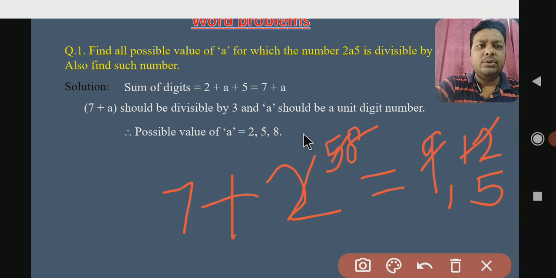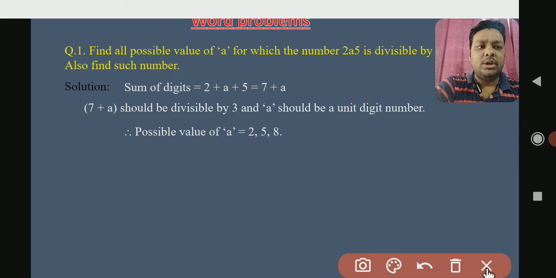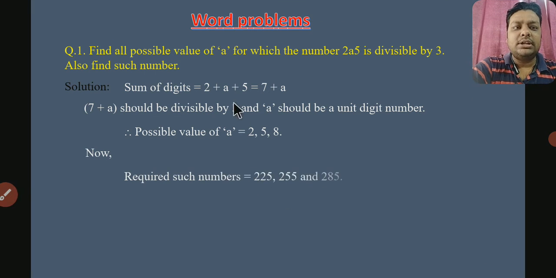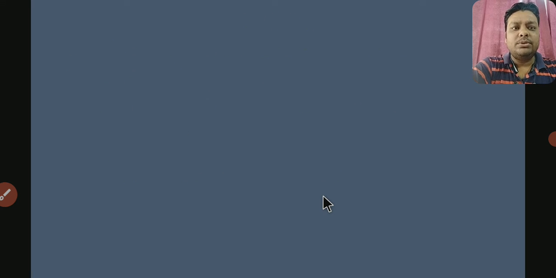After 8, if you put 11, but 11 is a 2-digit number, and since a should be a unit digit number, you can't take the value of a as 11. So only these 3 values are the possible values of a which we can put here. After that we can say the required numbers will be: if we put 2, then 225. If we put 5, then 255, and if we put 8, then 285. So these will be the 3 numbers. I hope that you all have understood this question. Now let's move to the next question.